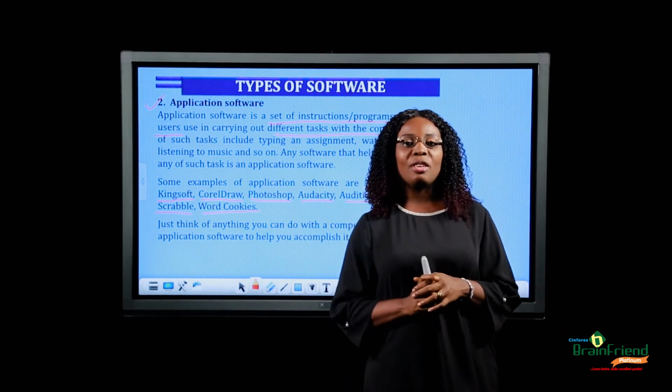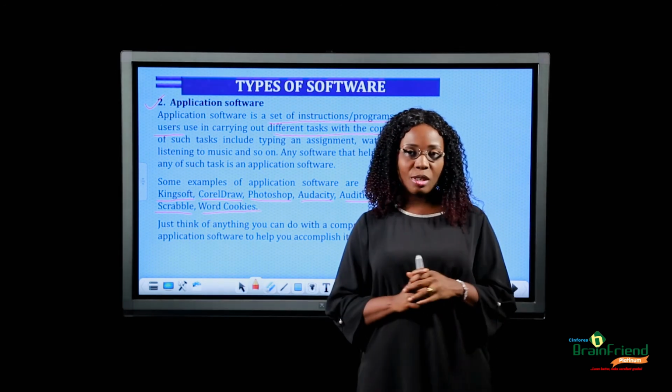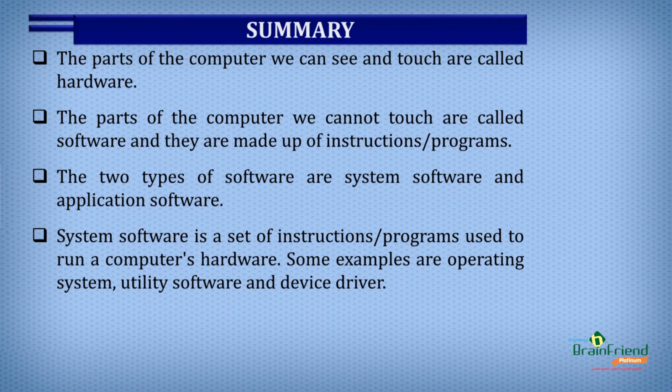And with this, we've come to the end of this lesson. But before we leave, let's have a quick summary. First, we learned that the parts of the computer we can see and touch are called hardware. Next, we learned that the parts of the computer we cannot touch are called software, and they are made up of instructions and programs. We also learned that the two types of software are system software and application software. Going on, we learned that the system software is a set of instructions or programs used to run a computer's hardware. And some examples are operating system, utility software, and device driver.